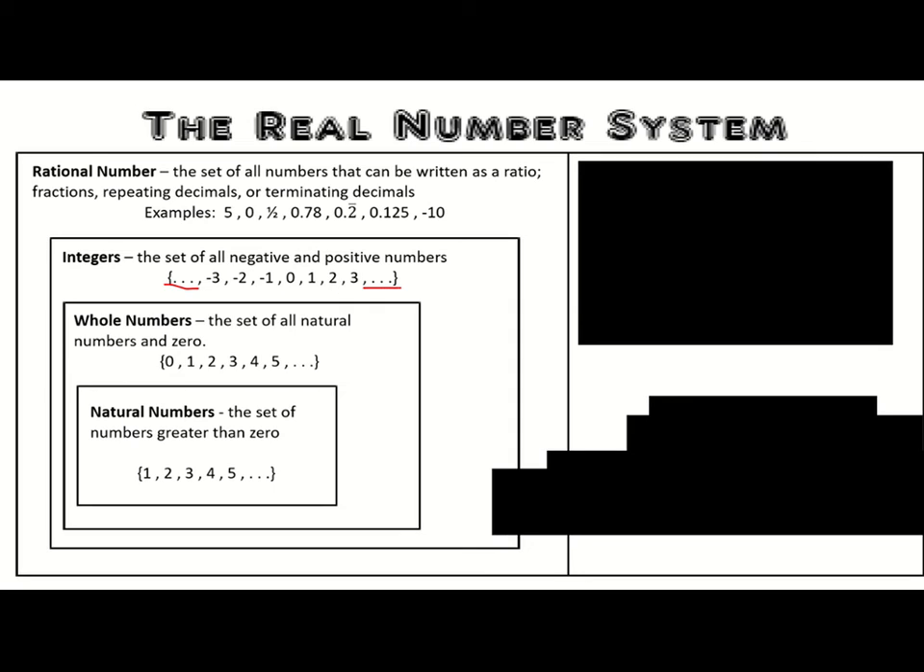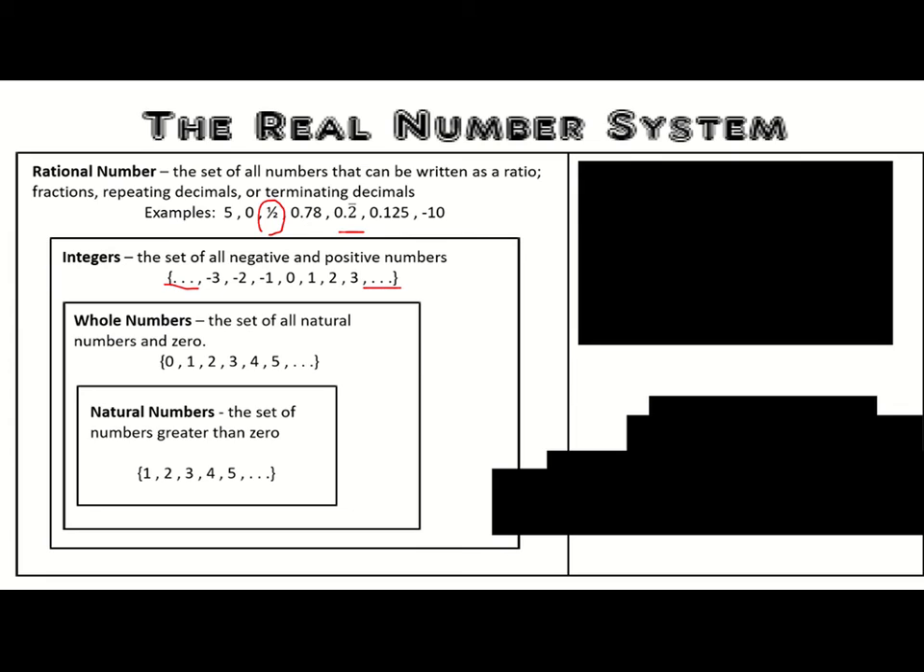So if we take a look at the examples, rational numbers are when we finally get to take a look at decimals and fractions, as well as still having those whole numbers and integers. So some of the examples, we have 5, we have 0, which we also have seen in previous types of numbers. But now we also have fractions, such as 1/2. We have repeating decimals, such as 0.2.